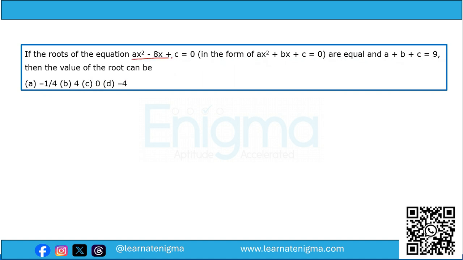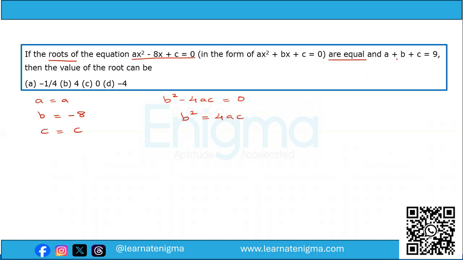if we compare the given equation with the general equation of quadratic equation, that is ax square plus bx plus c equal to 0, we get a is equal to a, b is equal to minus 8, and c is equal to c. Now it is mentioned that the roots are equal. Now roots are equal when b square minus 4ac, that is delta, is equal to 0. That means b square is equal to 4ac.